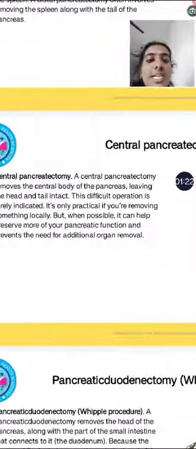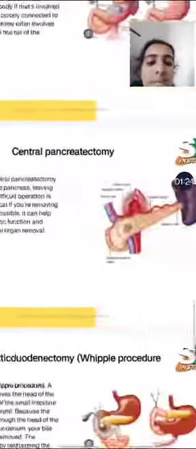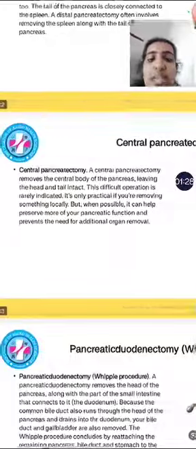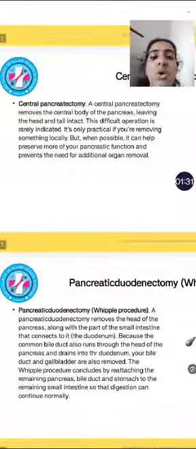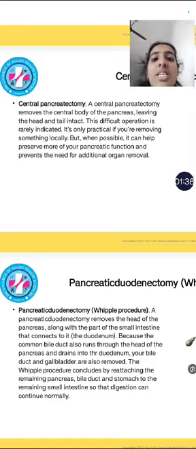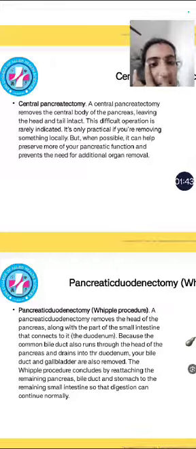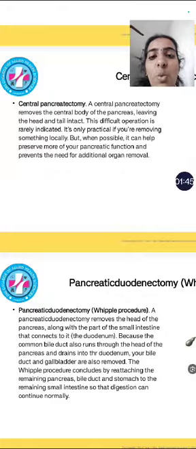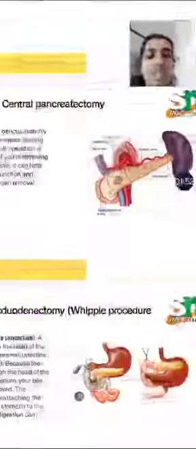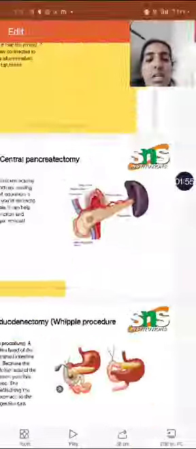Another type is central pancreatectomy, where only the center part is removed. The central pancreatectomy removes the central body of the pancreas, leaving the head and tail intact. This difficult operation is rarely indicated. It's only practical if you are removing something locally, but when possible it can help preserve more of the pancreatic function and prevents the need for additional organ removal. This is the central pancreatectomy. This is the center part of the pancreas, so that alone will be removed.